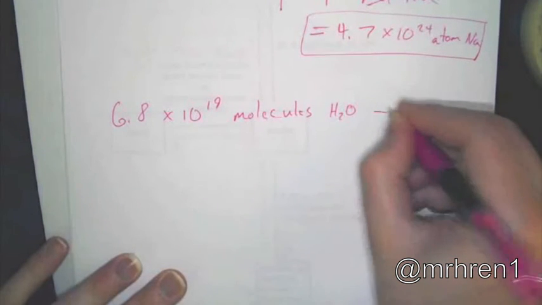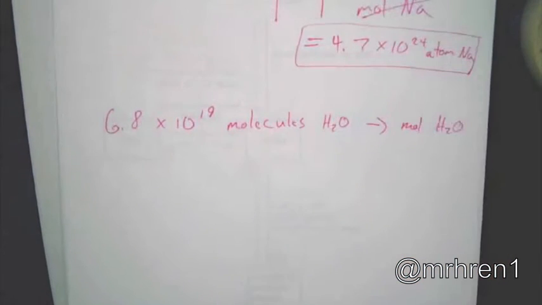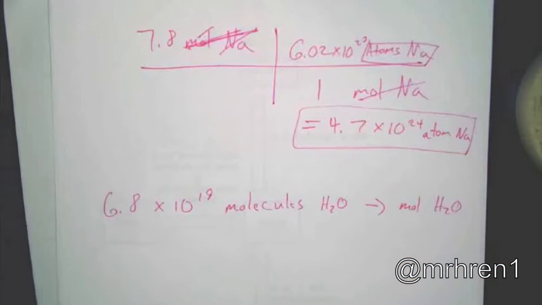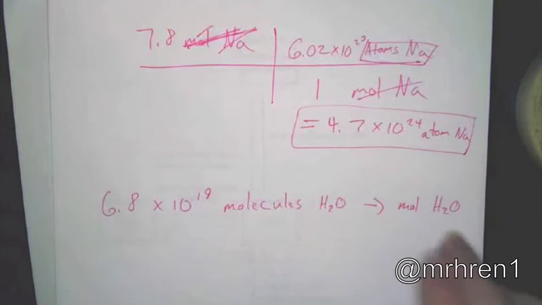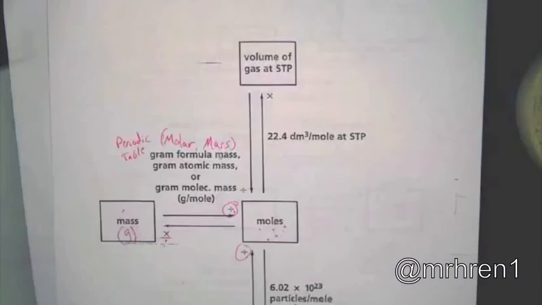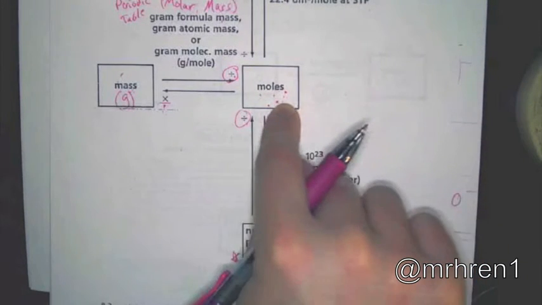H2O, 2 moles of H2O. So, what is the difference between this problem and this problem? Obviously, it's going from particles to moles. So it's different in that it's going particles up to moles as opposed to down.